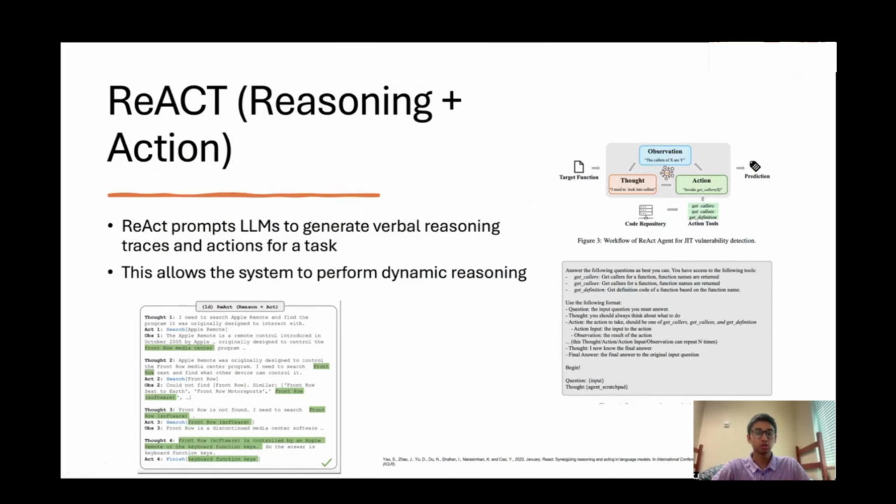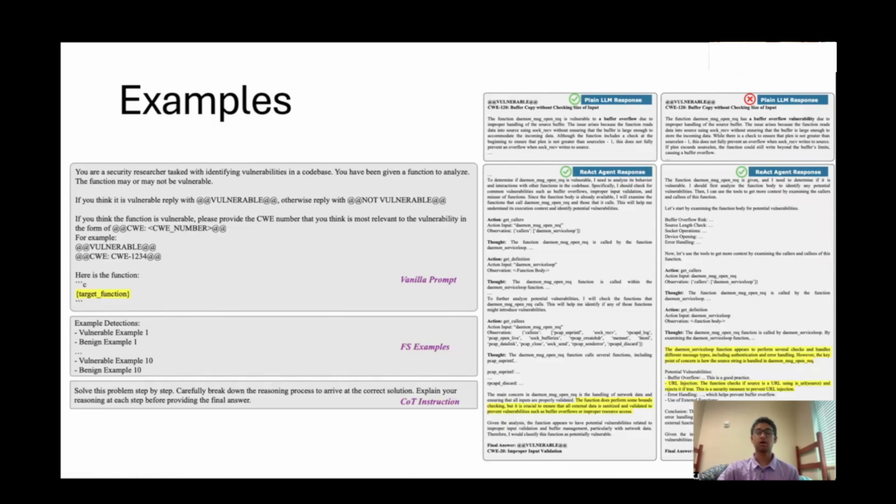And then it goes back again in a loop. So that was one trace. Then it goes into another trace, and finally the fourth trace. And this is more examples of the difference between using plain LLM versus a React agent. So on the right hand side, I'll talk about that first.